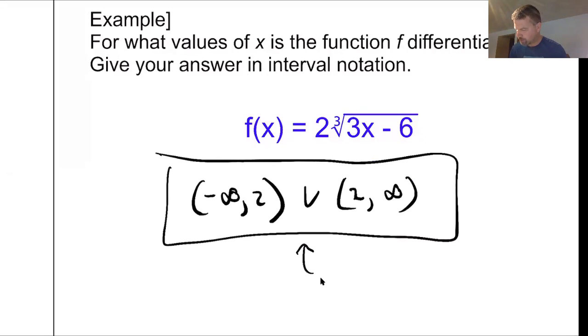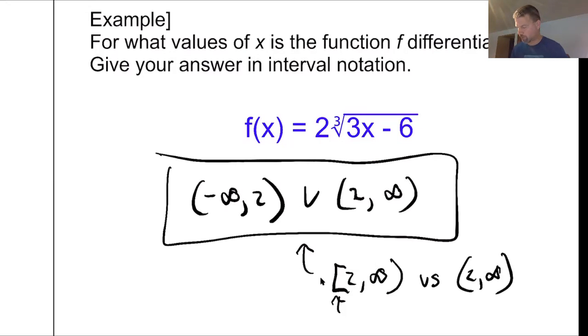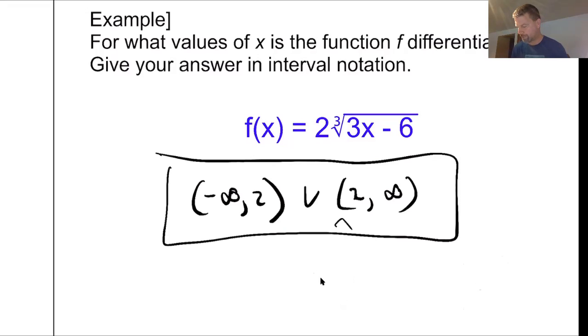Just as a recap, we should know this, but remember there's a difference between this and this, right? If you have that bracket, that means including 2. If you have a parenthesis, it means not including 2. I did not want to include 2, so I used parentheses on both of those. Sometimes people need a reminder, so real quick reminder. All right, next page, we are almost done.